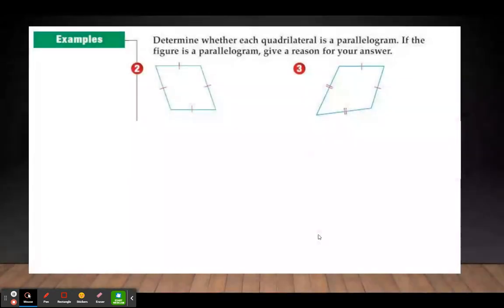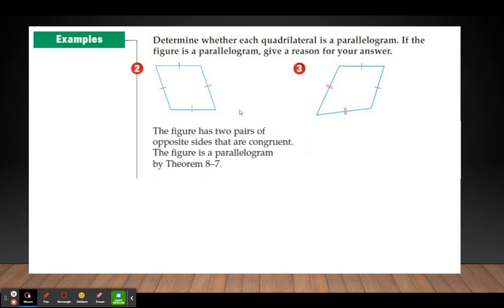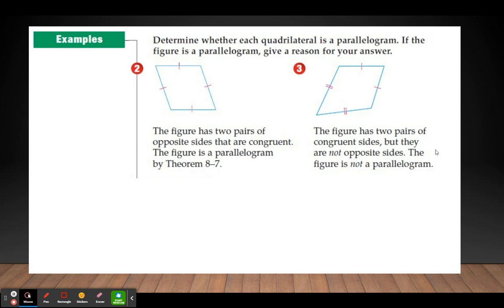So let's look at some examples. Here we have to determine whether each quadrilateral is a parallelogram. And if it is, we'll give a reason. So here in example 2, I have one pair of congruent opposite sides and then another pair of congruent opposite sides. So that means that this is a parallelogram because I have two pairs of congruent opposite sides. Here I have two pairs of congruent sides, but they are not opposite sides as congruent. So no, that is not a parallelogram.